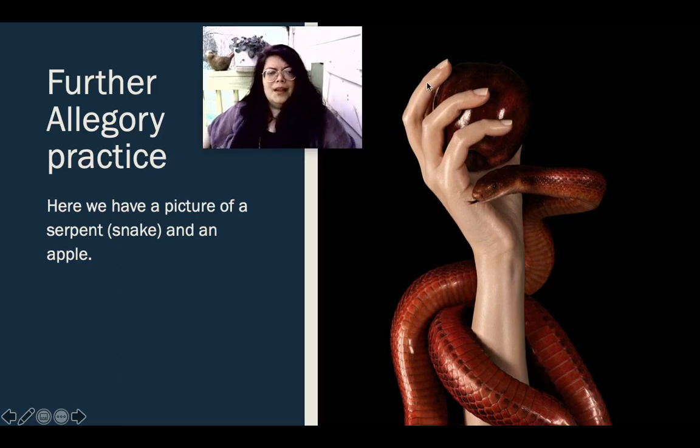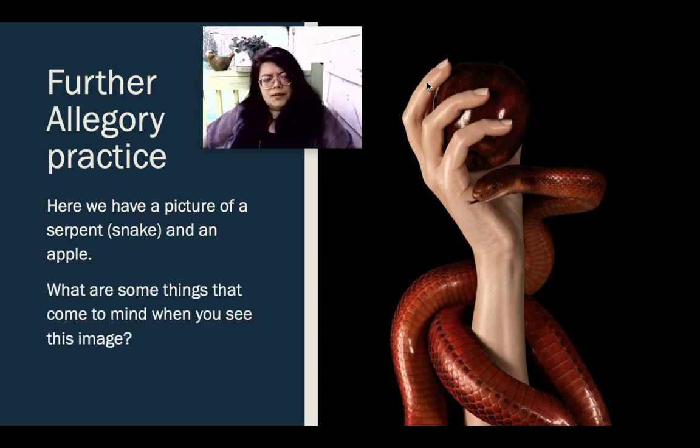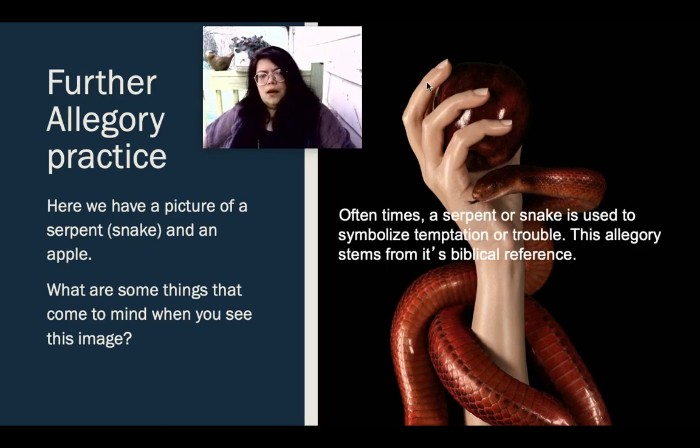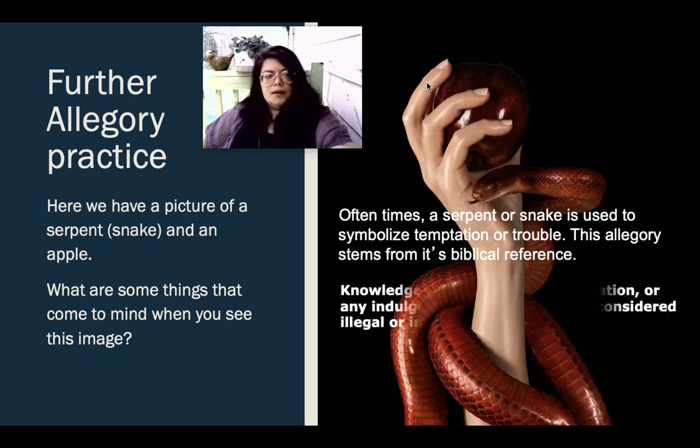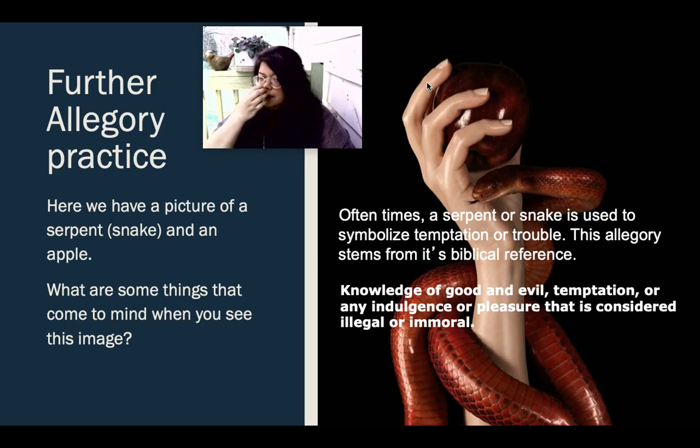So I've included the picture of a serpent and an apple. Right? And so what do these two symbols represent? What are some things that come to mind when you see this image? The snake is used to symbolize temptation or trouble. This allegory stems from a biblical reference, right? So the serpent represents temptation, right? That he comes to Eve in the garden. And so then we can arrive at the understanding that knowledge of good and evil or temptation or any indulgence or pleasure that is considered illegal or immoral, which we can all arrive at an understanding just viewing this, the interplay of these three symbols really at work, right? The woman's hand, the apple, and the snake.